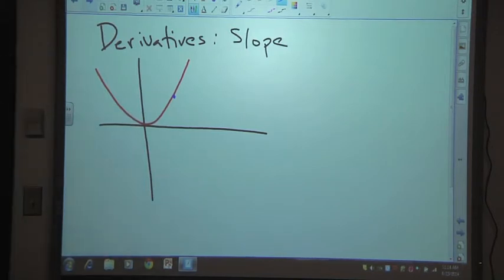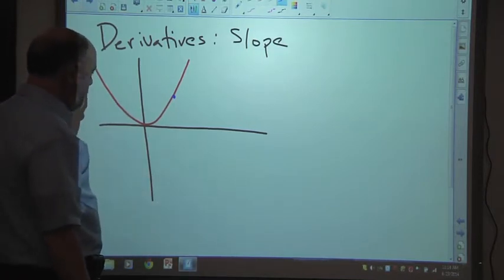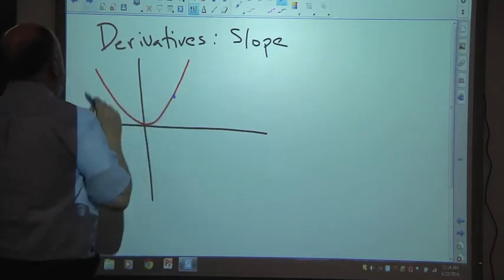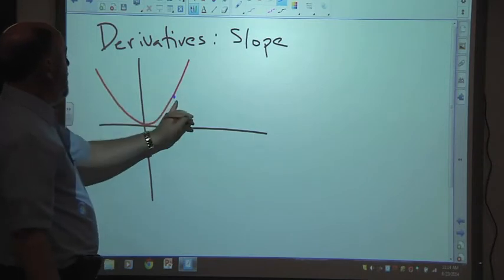I want to know what is the slope of the curve at that particular point. Well, we said in order to do slope, I need to have 2 points. So if I take this point and this point, what's the slope? That's probably not going to match very well what's going on here.